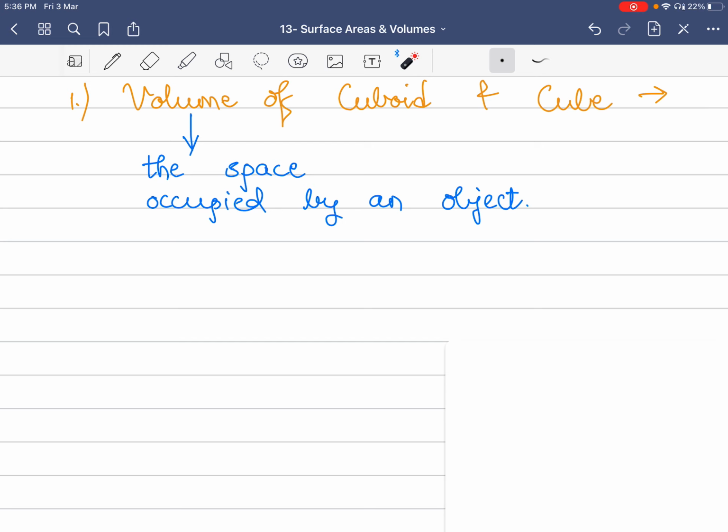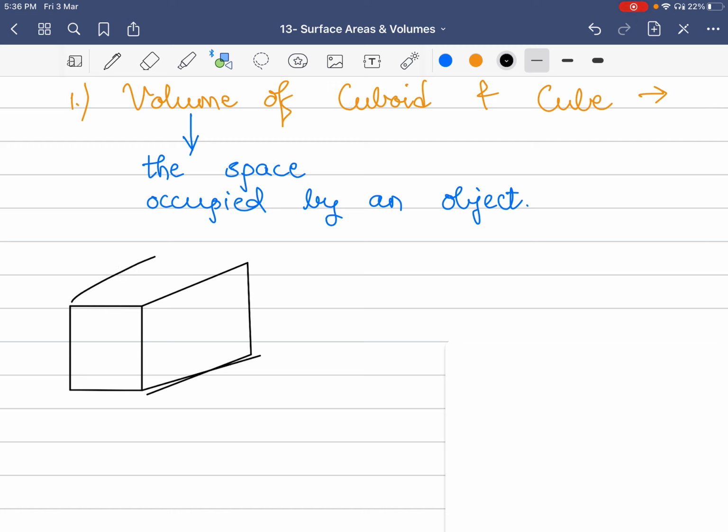For example, consider this box here, which is in fact cuboidal in shape. This box will occupy some space in your room or in your surroundings. So the total space that this box occupies is called the volume of the object, the volume of that box.